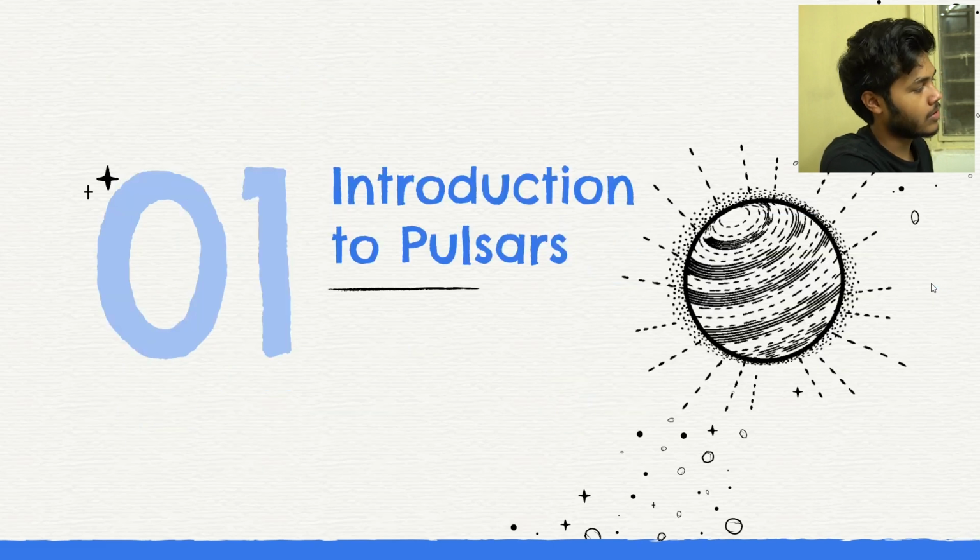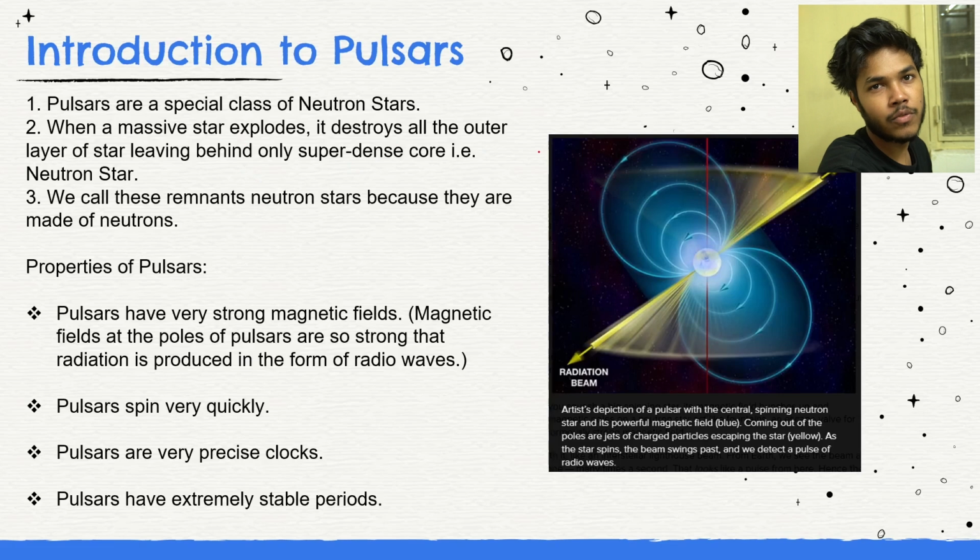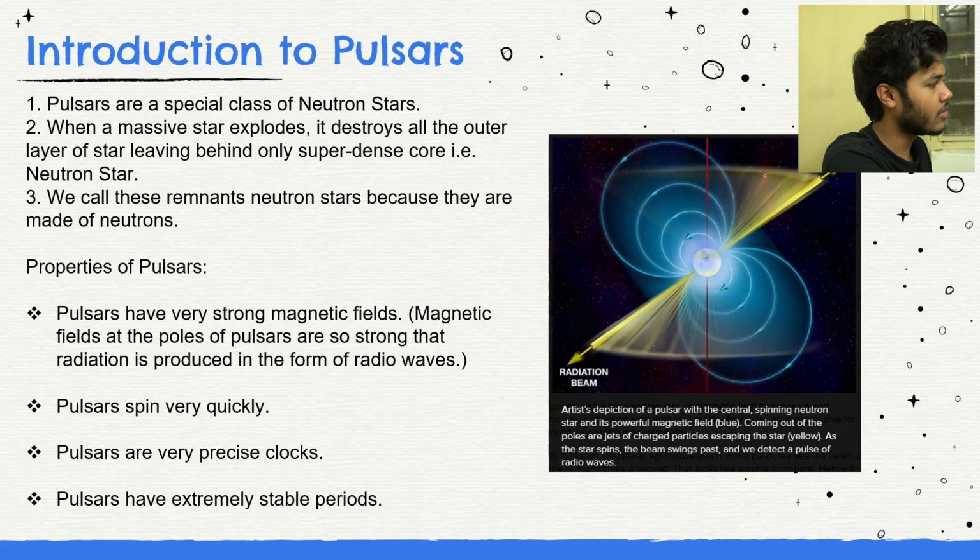So, introduction to pulsars. You guys might have heard about neutron stars, that they are massive stars with strong magnetic fields. So pulsars are just a special case of neutron stars. When a massive star explodes, it becomes a neutron star. So in this image you can see a pulsar. They have a very high magnetic field. You can see a radiation beam from the poles.